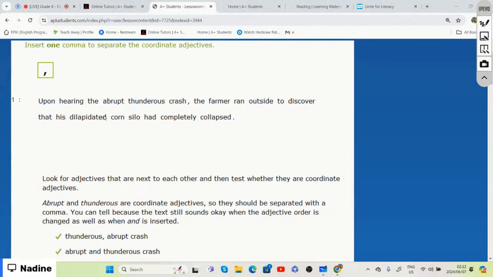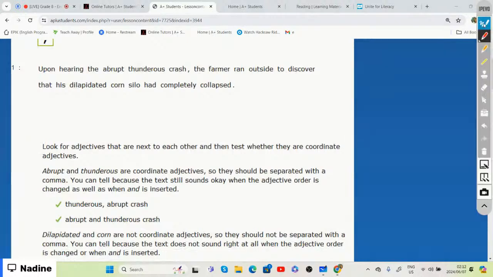There we had identified two adjectives, abrupt and thunderous, that describe the crash. If we look at those two that are next to each other and test whether they are coordinate adjectives, then yes, we can say they are coordinate adjectives. And when they are coordinate adjectives, then we can agree that they should be separated with a comma.